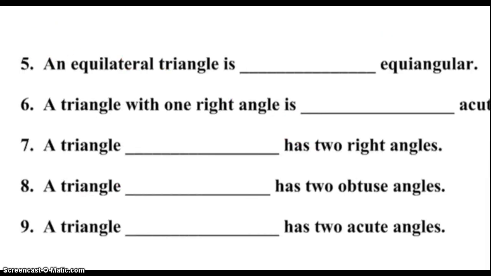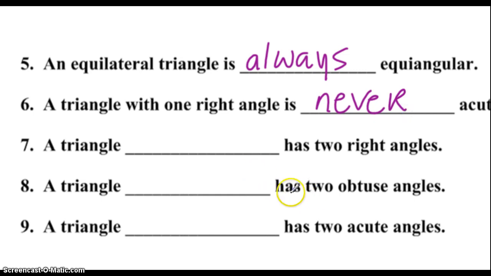Okay. An equilateral triangle, which has all sides equal, is always equiangular. If all sides are equal, then all angles are equal. And we're going to talk a little bit about that. If all sides are different, then all angles are different. A triangle with one right angle is never acute. If it has a right angle, then it's a right triangle.